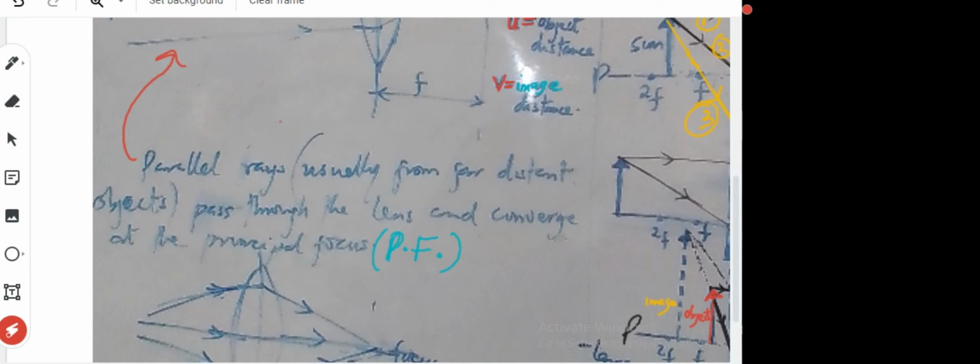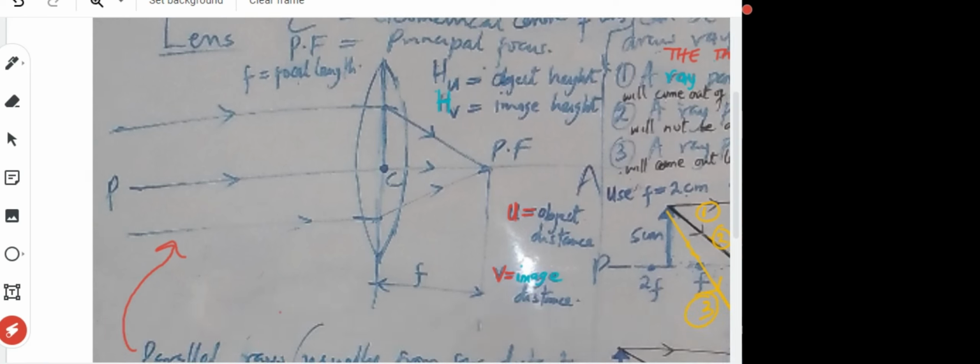Parallel rays, usually from far distant objects, pass through the lens and converge at the principal focus. Yes, parallel rays pass through the lens and converge at the principal focus. Only parallel rays will converge at the principal focus. In fact, the implication is, you see this lens we have here? If you have parallel rays, what is the focal length of this lens, by the way? I showed you, 15 centimeters, right? If parallel rays come in and pass through the lens, they will converge at 15 centimeters beyond it. Then that's where they will converge. That is if the rays are parallel. If they are not parallel, they will converge, but definitely not at 15 centimeters.